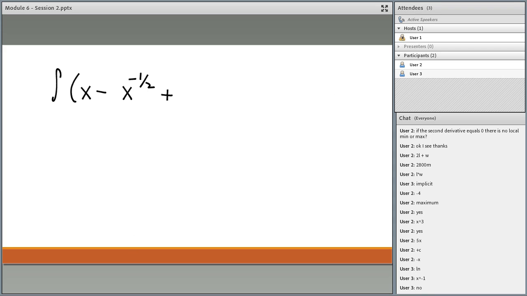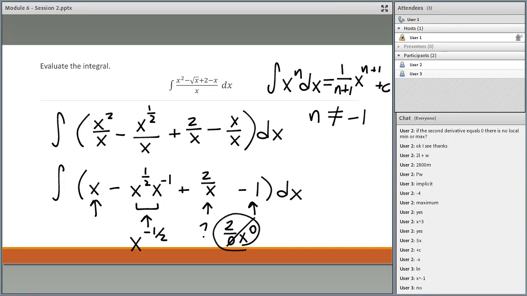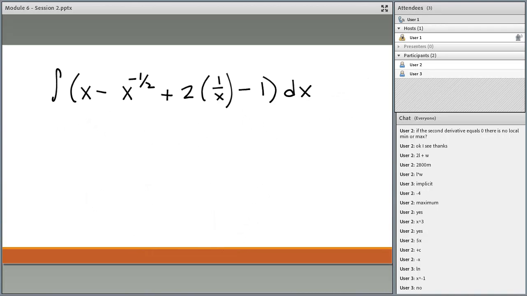I have the integral of x minus x to the negative 1/2 plus, if it helps, you can write this as 2 times 1 over x just to help see that that is the natural log function. You could also leave it as 2 over x, and then minus 1. And I left the integral and the dx because we haven't actually integrated. We've just been simplifying so that we actually can. So we've broken apart all of the terms and then simplified, which if this fraction was reversed, we couldn't break apart a denominator, but we can always break apart numerators.